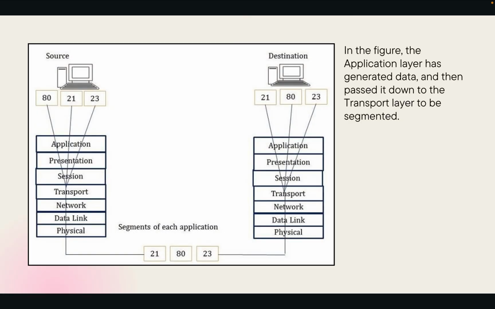And here we can see that the application layer has generated the data. It is then passed down, and in the transport layer on the left hand side we can see that it is being multiplexed, where three input lines are being combined into a single line, and it is being sent to the destination. Here in the transport layer of the destination side, it splits up the data into three parts and sends it to the different applications.